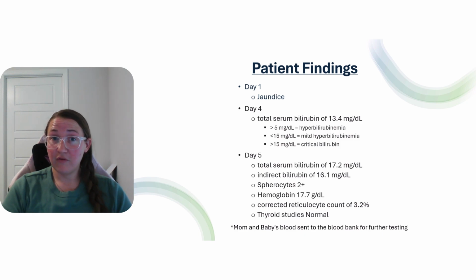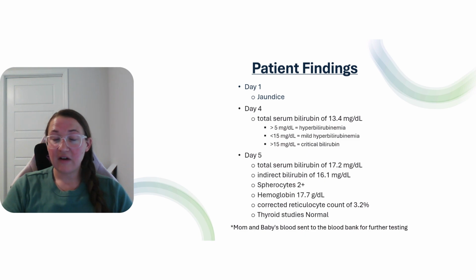As we go, day 2, day 3, day 4, we test the bilirubin, so now we're getting pretty far along in the sense of this disease, and we see a bilirubin of 13.4 milligrams per deciliter. Now, to look at some of the ranges, anything greater than 5, we're going to consider hyperbilirubinemia, which is bilirubin in the blood. So above 5, we're seeing an increased amount.